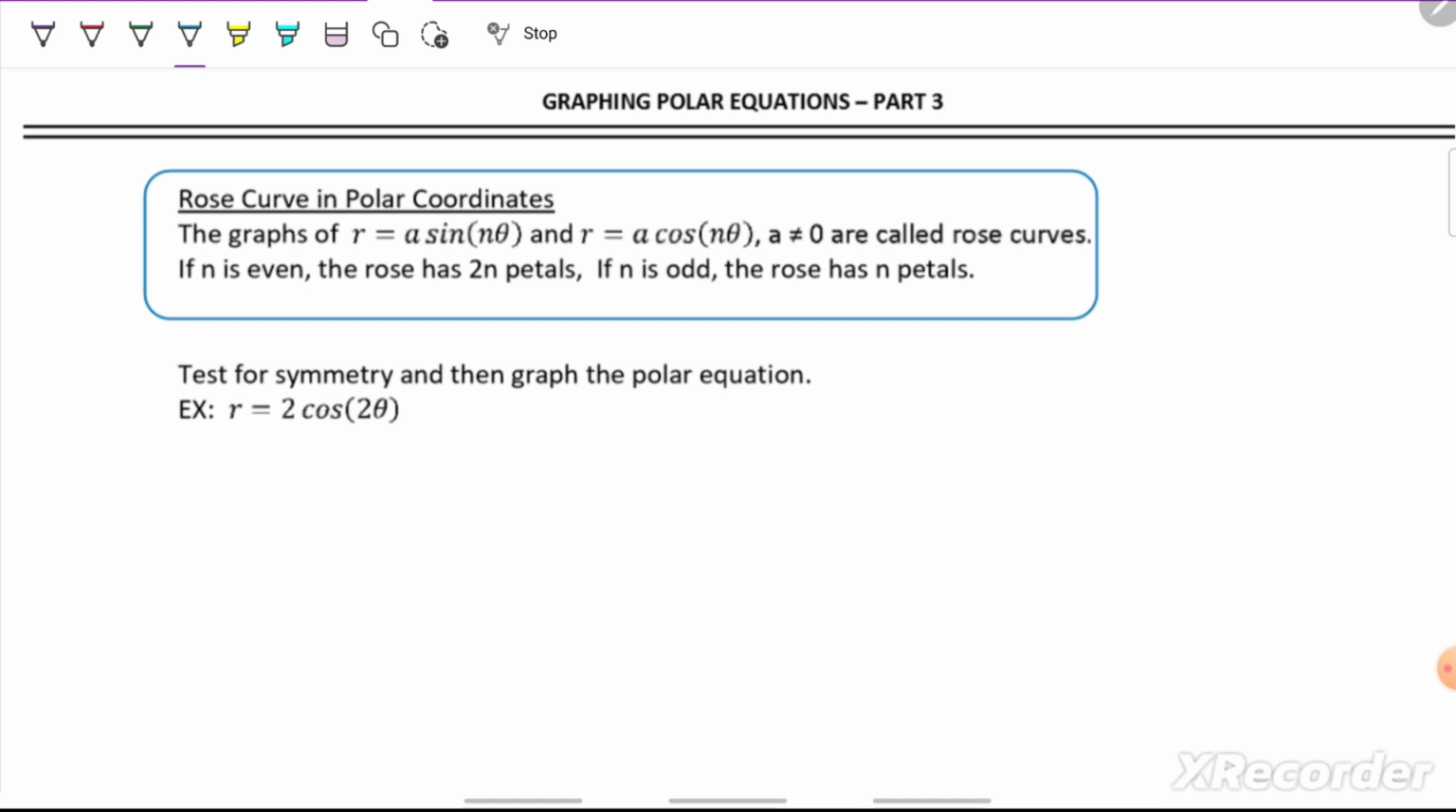Like with all of our polar graphs, we're going to start by testing for symmetry, hopefully to limit the number of angle thetas we have to put into our theta r chart. We're going to test the polar axis, the line theta equals pi over 2, which coincides with our y-axis, and then the pole.